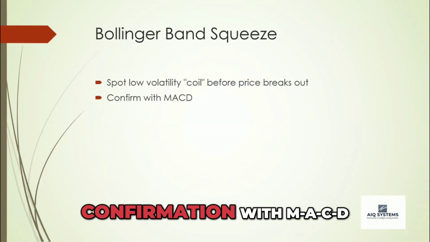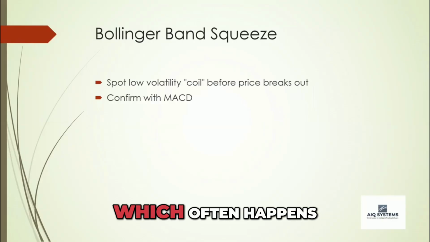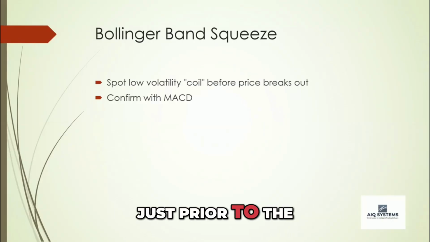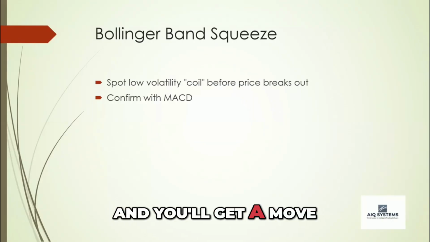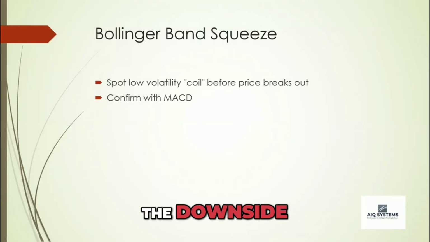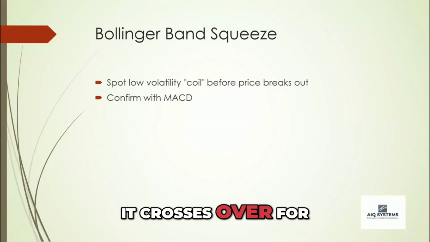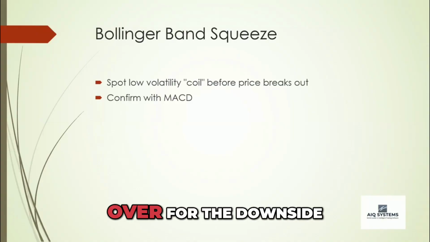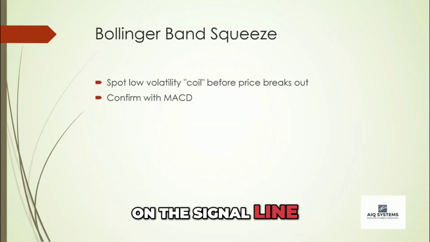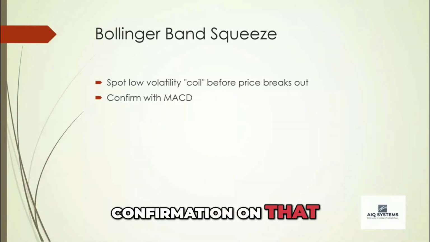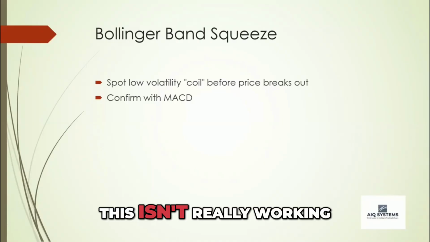And I use combination with MACD, which often happens, just prior to the squeeze being completed, and you'll get a move to the upside or the downside. The MACD gives us that confirmation with direction. It crosses over for the upside or crosses over to the downside on the signal line for our confirmation on that. If you don't get that, then this isn't really working.